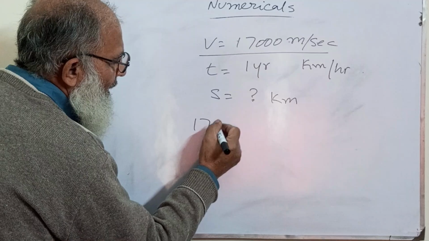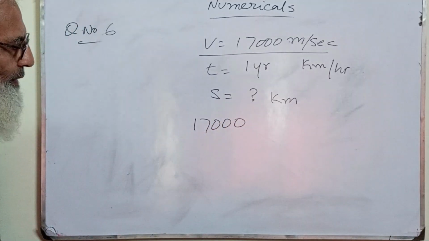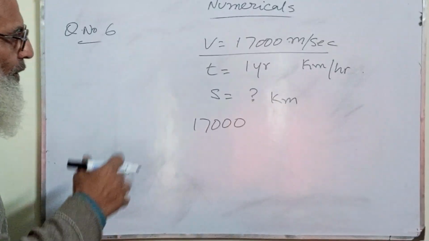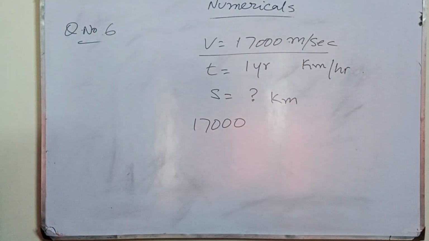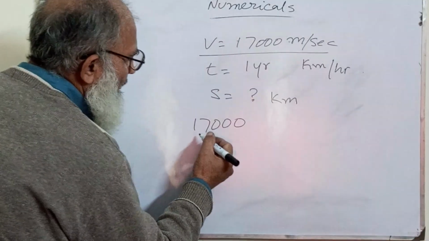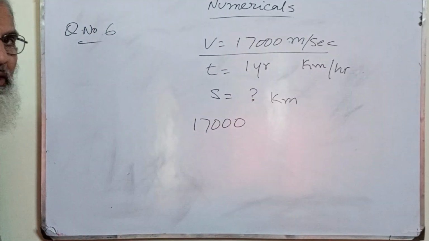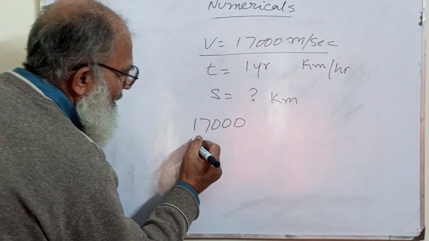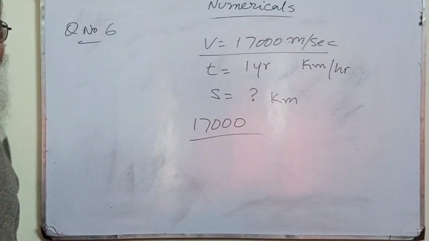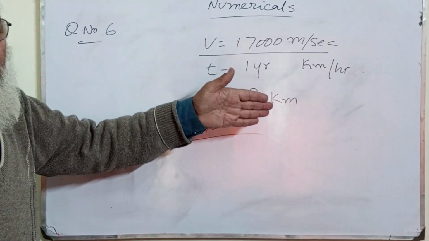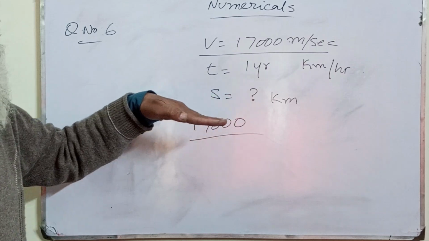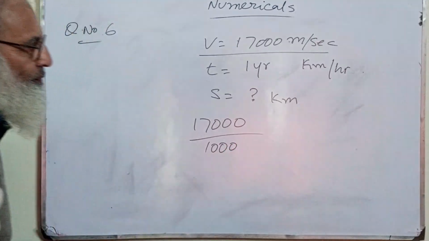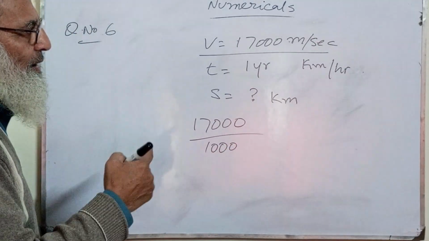You see this is 17,000. Just forget about these, these are meters per second. Now I have to change it into kilometers per hour. Now how do I do it? This is 17,000 meters. When it is meters and I have to change it into kilometers, we have to divide it with 1000.